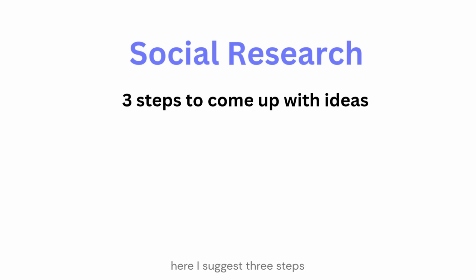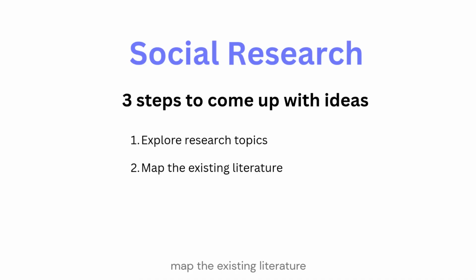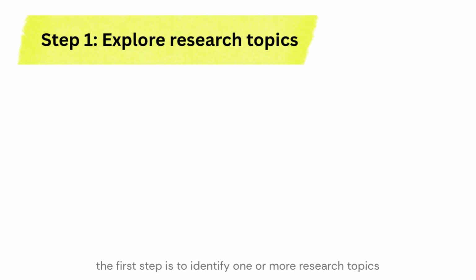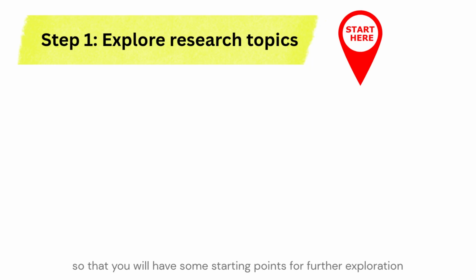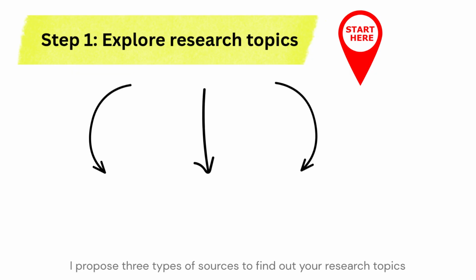Here I suggest 3 steps. Explore research topics. Map the existing literature. Think in your own context. The first step is to identify one or more research topics, so that you have some starting points for further exploration. I propose 3 types of sources to find out your research topics.